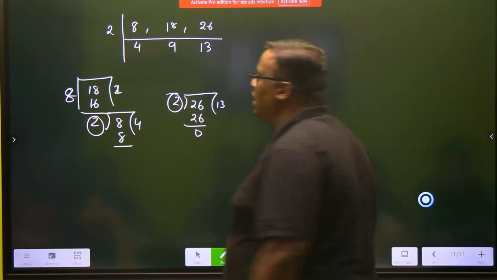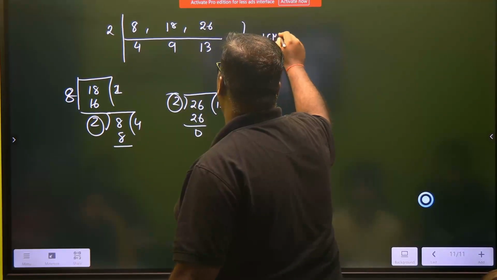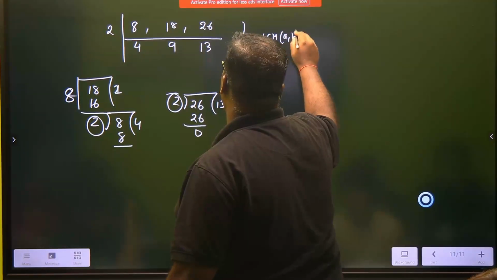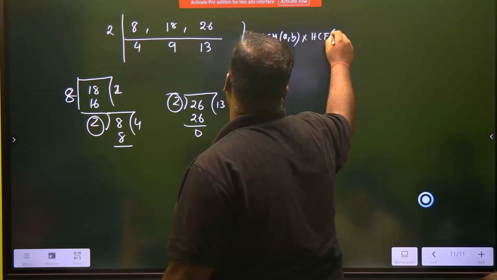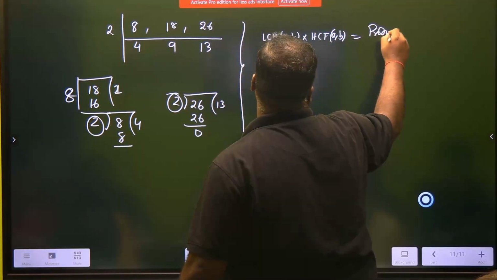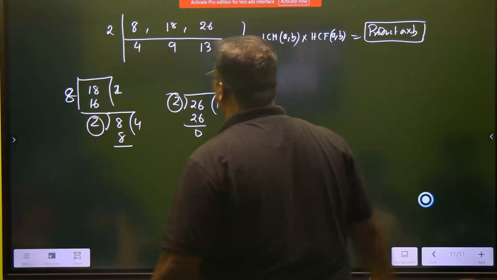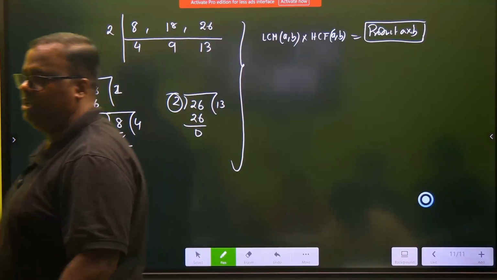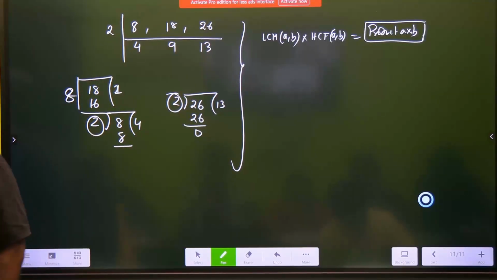Here we also get another identity: if you take the LCM of any two numbers A and B and multiply it with the HCF of the two numbers A and B, then what you get is the product of A into B. We'll do some board oriented problems, so there should not be any issue. Product of A and B.